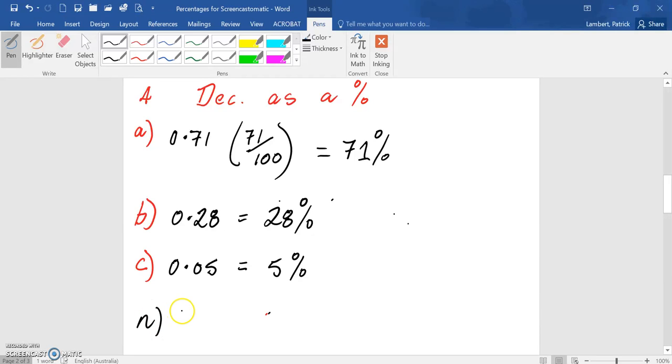Okay, part N, 0.23 is multiplied by 100, 2 places across to the right. Again, it goes from there to there, so it equals 23%. And that's question 4, which is pretty straightforward.